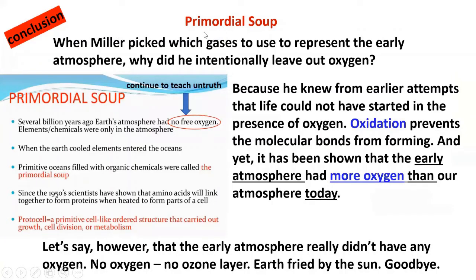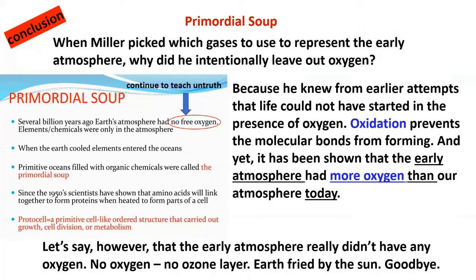So come back to the gases. When he picked which gases to use in his closed system, he had to introduce the gases. So he used certain gases to represent the early atmosphere. And so the question is, why did he intentionally leave out oxygen? Now, you see this poster on the primordial soup. It states a number of things, and one of the things it says is that billions of years ago, Earth's atmosphere had no free oxygen. Right? Elements and chemicals were only in the atmosphere. But the actual truth is there was a lot of oxygen, in fact, more than today. So he left out oxygen, which is therefore an inaccurate simulation of the atmosphere.